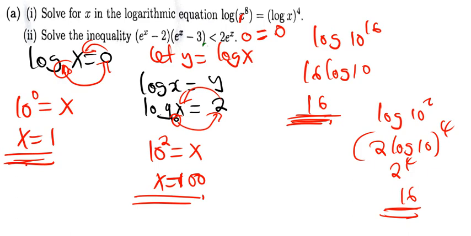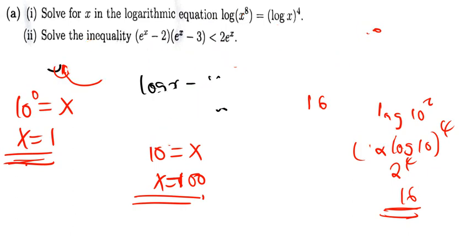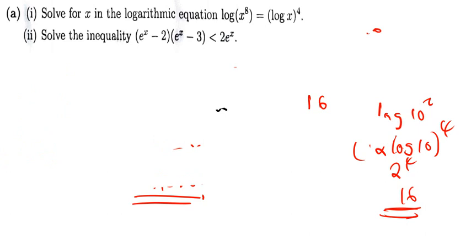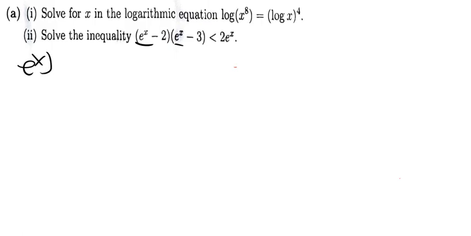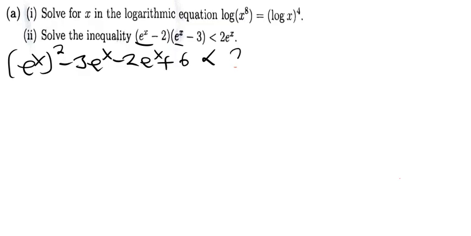Okay, let's go to the next one. Solve the inequality. Our inequality here, I can just expand this. e^x times e^x, e^x raised to the power 2, e^x times negative 3, negative 3e^x, negative 2 times e^x, negative 2e^x, negative 2 times negative 3, positive 6, less than 2e^x.